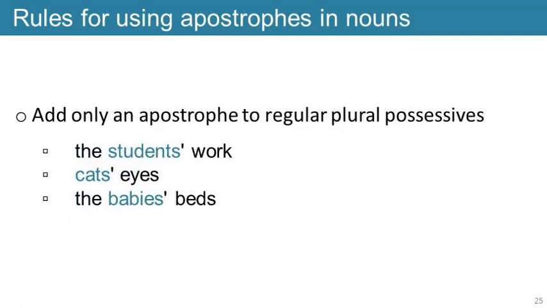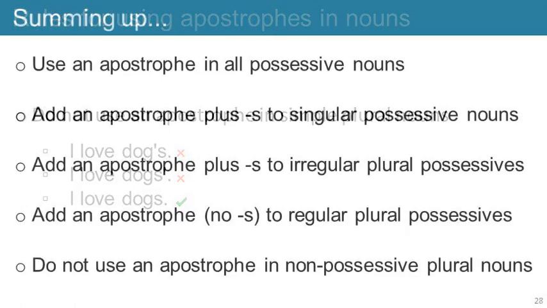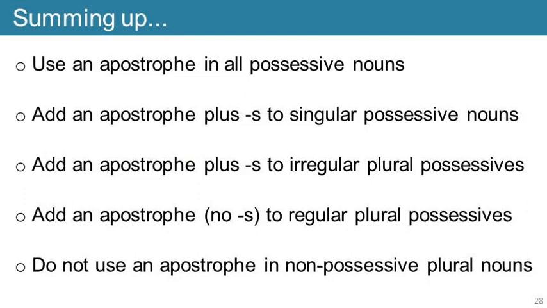Fourthly, simply add an apostrophe but no S to plural possessives that already end in S. The students' work, cats' eyes, the babies' beds. And finally, do not use an apostrophe in simple plural nouns. Dogs here is a simple plural, not a possessive. So the first two are wrong, and the third one is right. Okay, you've come to the end of this lesson on apostrophes in nouns. Here are the rules in summary.